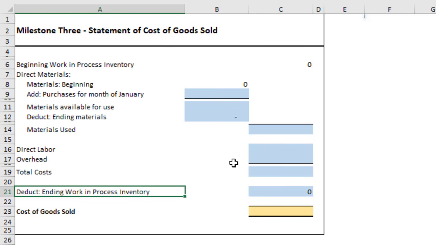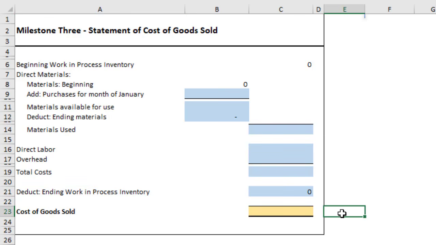Alright, so here's the statement of cost of goods sold. There's not a lot of stuff going on here for you to fill in. But it is an important statement because it tells you how much the cost of your goods were that were sold. And so let's just look at the income statement real quick.